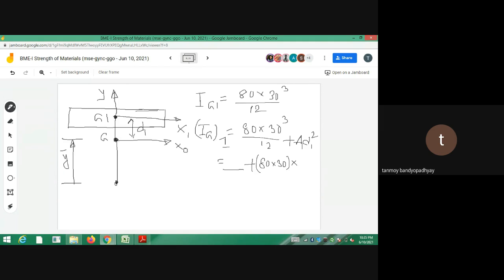Wait, let me check how I did D1. 45 minus 35 is 10, sir. Okay, wait. What I did was, the entire length is 60 actually. So if the entire length is 60, I just have to find this D1. If this is 35, so y bar is 35, and the entire length is 60, so the top should be 25.